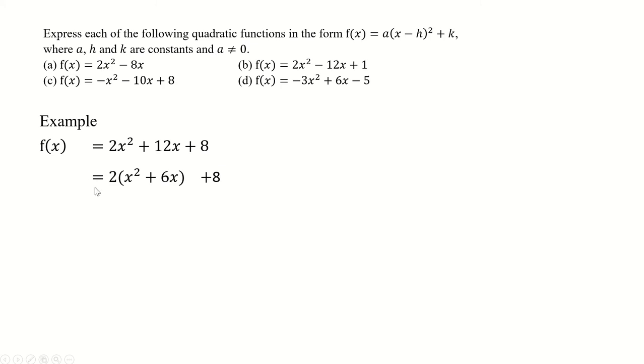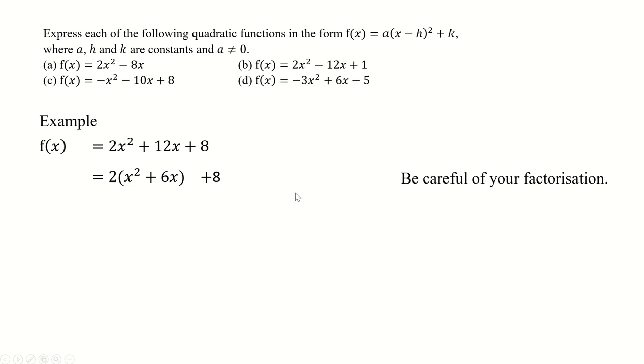Okay, first, we have to ensure that the coefficient of x squared is 1. We do this by factorizing 2 out from both the x squared term and the x term. Note that the constant term 8 is kept outside of the brackets.